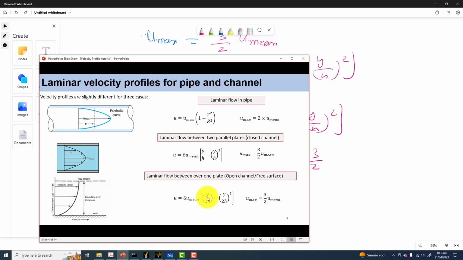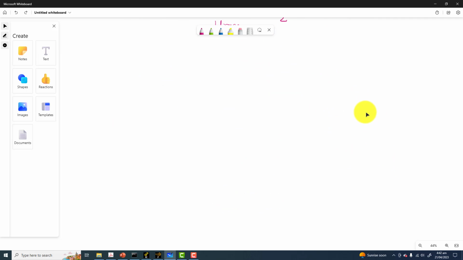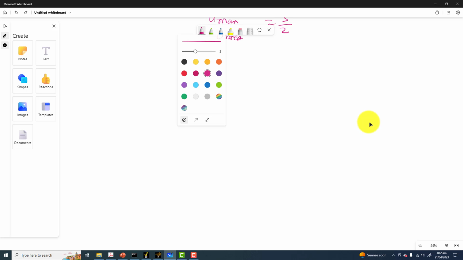Okay, and from the equation point of view, you can see the difference is that because of the half, we have the y upon 2h and y upon 2h whole square. This is the only difference. Okay, so I will start from the picture. So let me draw it.